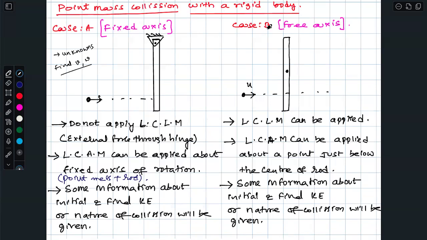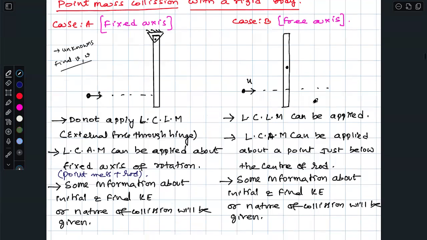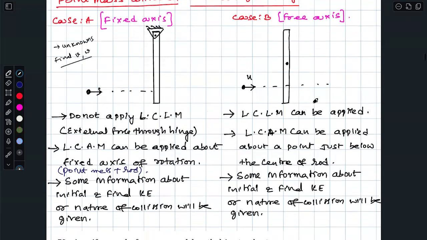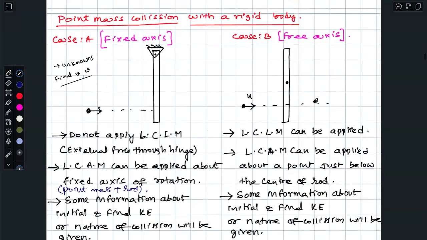Whereas in case of a free axis, just assume that you placed a pen on the table and you are giving an impulse. In this process, you can conserve the law of conservation of linear momentum. You can apply the law of conservation of angular momentum, but my point is, just apply it about the center of mass. Also, some information about the initial and final kinetic energy or nature of collision will be given. So these are the basis for whatever I am going to discuss today.